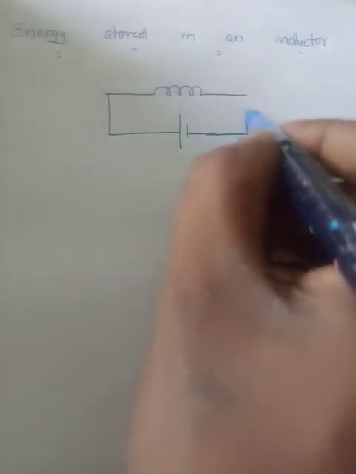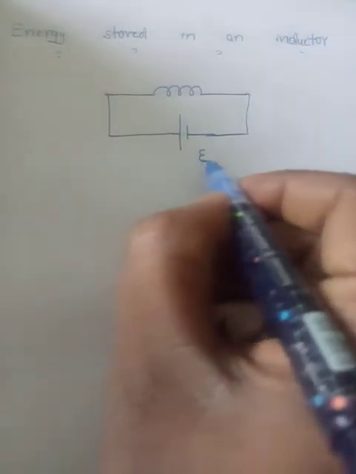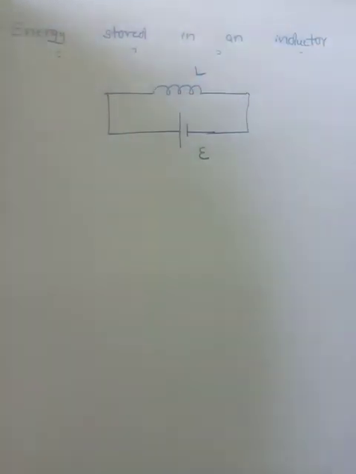So how will the energy be stored in an inductor? Like a capacitor, its function is to oppose the flow of current. So in this case, how is the energy stored in an inductor? Let us consider the circuit symbol of an inductor. It is connected to a battery of EMF E and inductance L.